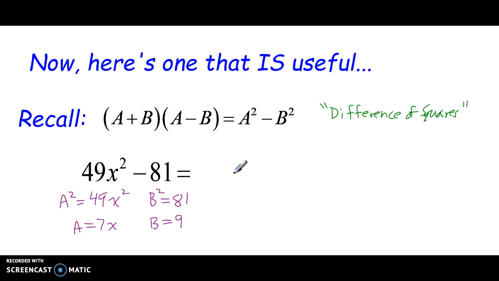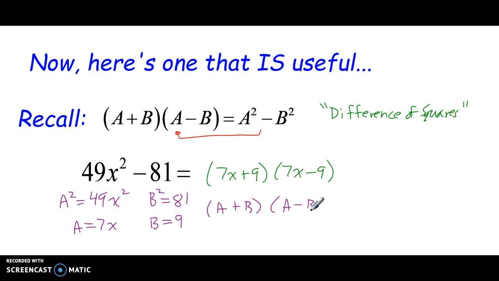So this thing is going to factor. Remember, we're factoring. We're going this direction. This thing is going to factor into 7x plus 9 times 7x minus 9. That's a plus b times a minus b. You could do the a minus b first and the a plus b second. When you multiply two things together, the order is totally up to you. Doesn't really matter.